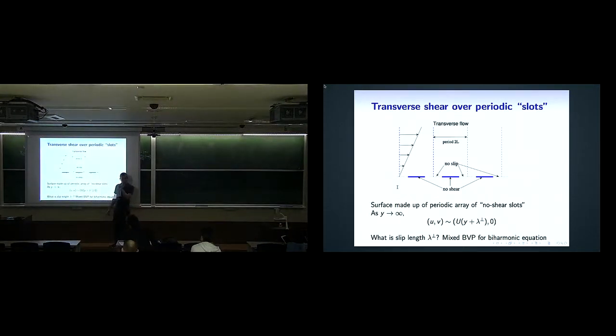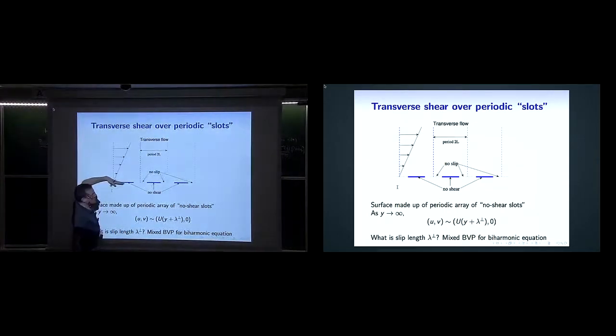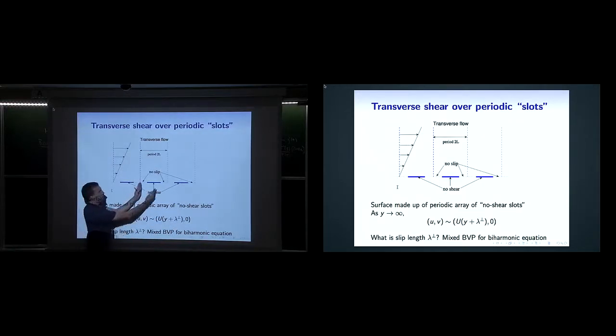So here's the mathematical problem. You want to have a shear flow over this periodic surface, which is no slip here, no shear here, no slip, no shear, no slip, no shear. And you want to see what the slip length is as a function of how large this slot is compared to the period window. Okay, that's the problem. So that's what we call the transverse problem, because remember, the slots are coming out, but the flow is transverse to the slots. Okay? Slots are coming out like that, but we're flowing over it.